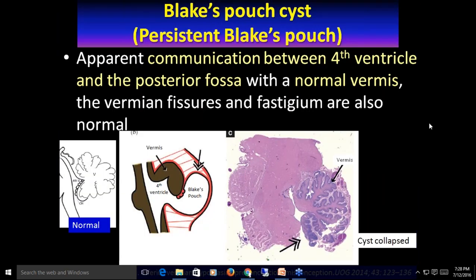So now let's turn our attention to the next condition, Blake's pouch cyst. In this condition, there's an apparent communication between the fourth ventricle and the posterior fossa. Typically, there is a normal vermis and vermian fissure, and the fastigium is also normal.